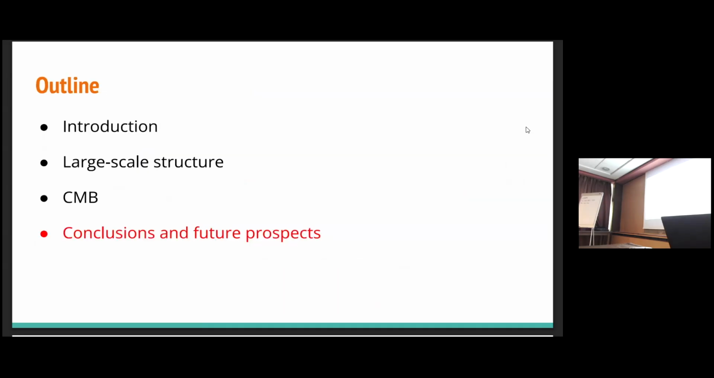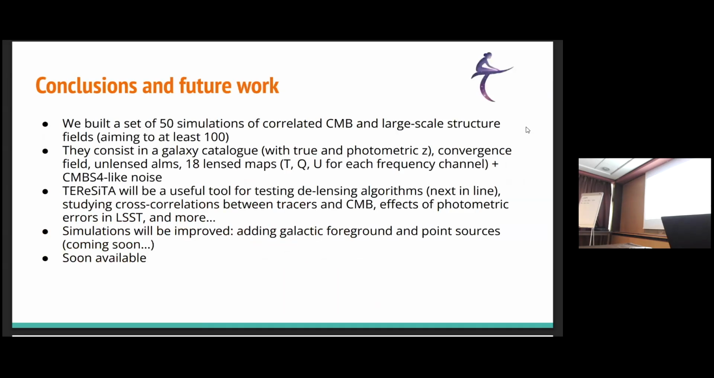So in the end, what did we do? We built this set of simulations. They consist of a galaxy catalog, a convergence correlated with the galaxy catalog, and the CMB observations lensed by the convergence. And we believe that this set of simulations would be a useful tool for many things, like, for example, testing the lensing algorithms, which is the next step in our timetable, let's say.